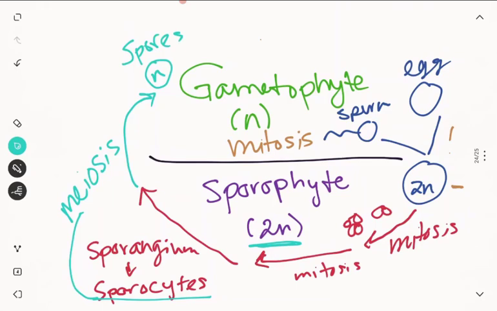Guess what? These spores go through mitosis to get back to our gametophyte stage, and then they go through another round of mitosis to produce the gametes. Okay, if you're like, oh, I totally forgot mitosis versus meiosis, let's do a quick review here.